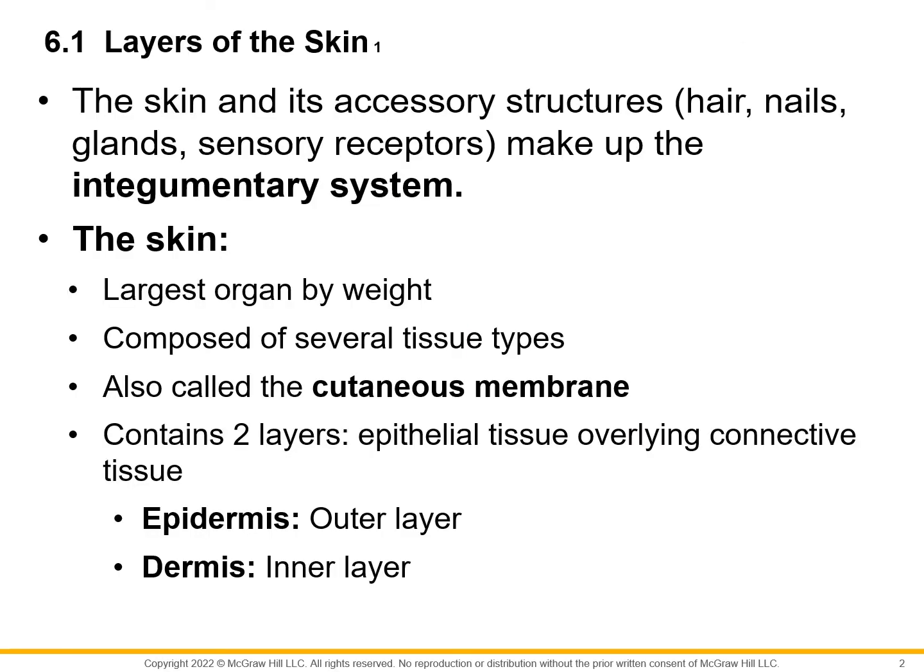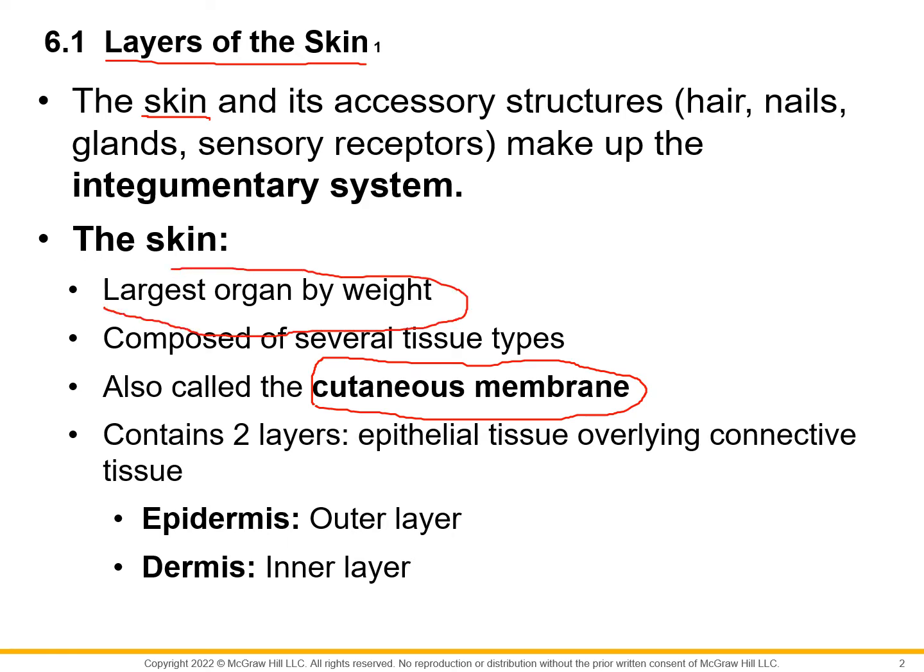A lot of times this system will be called the skin, and that is not scientifically correct, but the skin is the majority of it. The skin we're going to see is a specific thing called the cutaneous membrane. But the integumentary system is more than just the cutaneous membrane, although it is the majority of it. Anyway, it is the largest organ by weight in the body. It's going to have several types of tissues in it.